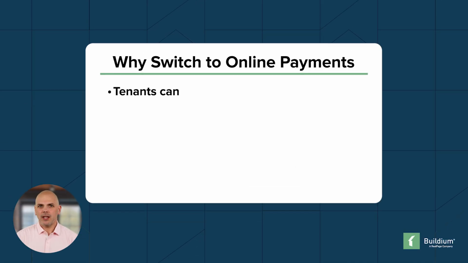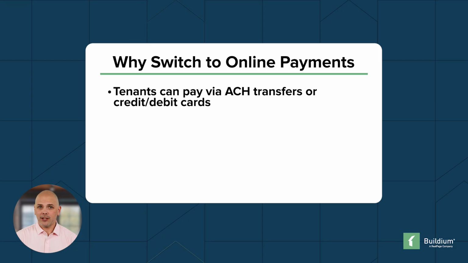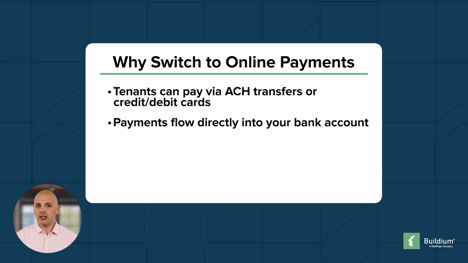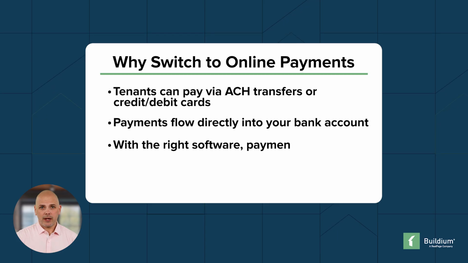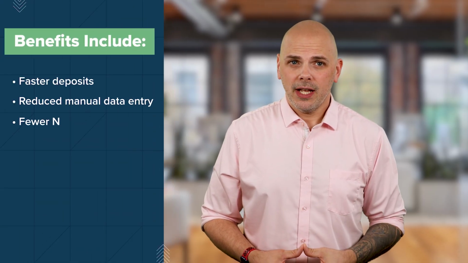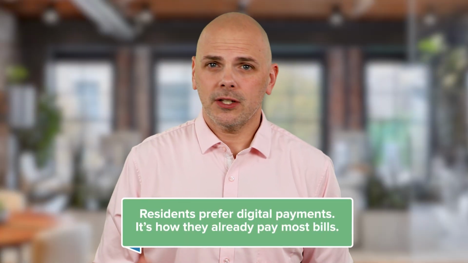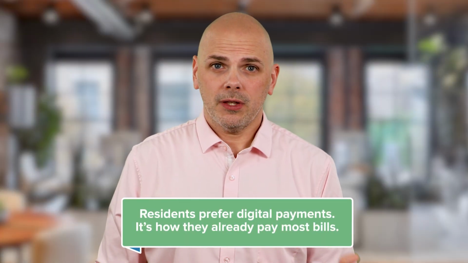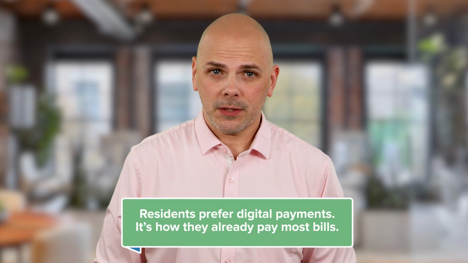Online rent payment allows tenants to pay through ACH bank transfers or through credit or debit cards. Payments flow directly into your bank account and, if you have the right property management software, post to your ledger automatically. The benefits of online rent payments include faster deposits, reduced manual data entry, and fewer NSF returns. Residents often prefer digital payments too, since they're more than likely paying for many of their other expenses online.